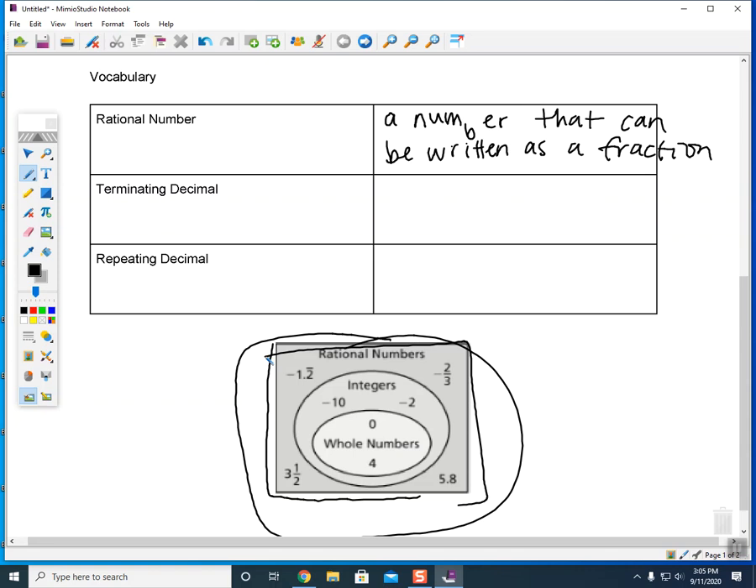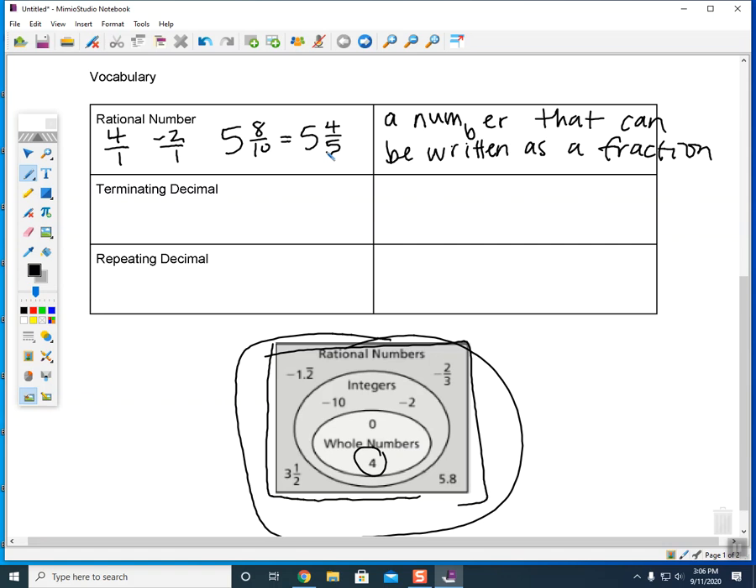So for example, I've got 4 here. Well, 4 can be written as a fraction, like 4 over 1, right? That's a fraction. -2, same thing, -2 over 1. Okay, 5 and 8/10. 5 and 8 over 10, which I could simplify to 5 and 4/5, right? Rational numbers are numbers that can be written as fractions. So there are certain decimals that will fall under this.